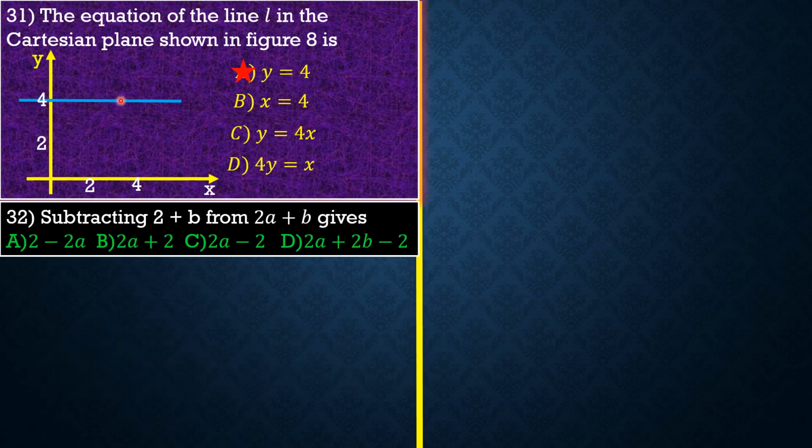Question 32 reads that subtracting 2 plus b from 2a plus b gives. Okay, guys, let's have it that we are subtracting 2 plus b from 2a plus b, so we have to put a minus in front of 2 plus b. If we simplify, if you open up the bracket, we are going to have 2a plus b. The minus enters inside and gives us minus 2 minus b. We collect like terms. 2a remains 2a, b minus b is 0. So we are going to have 2a minus 2 as our best answer. So option C is the best option.